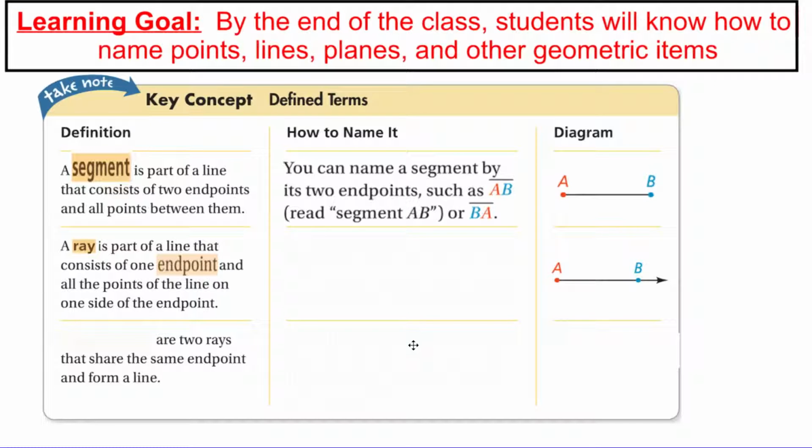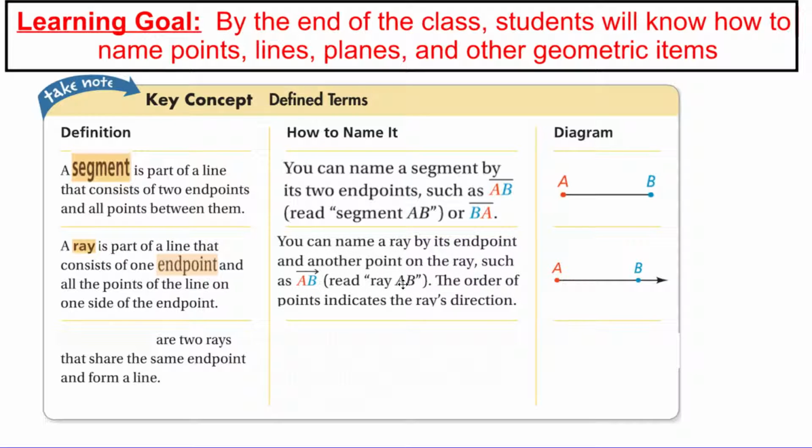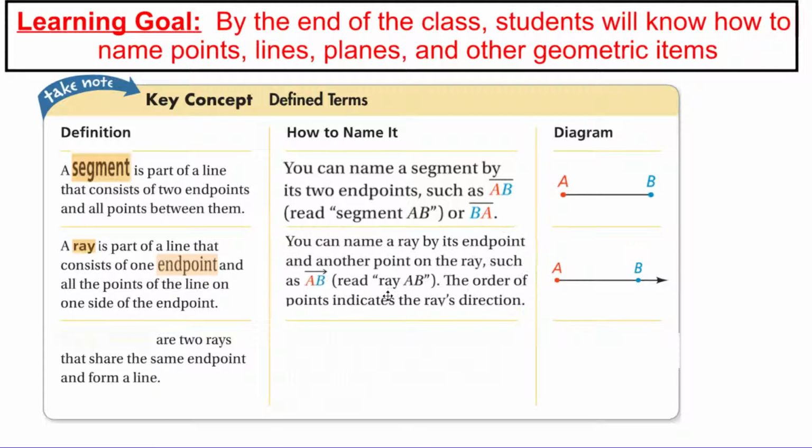So naming a ray is probably one of the trickiest of them. Okay, you're going to name a ray by writing the one endpoint that you have. So in this example, we must start with the letter A. That is the endpoint. And then we can pick any point that is in the direction that the arrow is traveling. So any point that is on the ray, it doesn't matter which one you use.